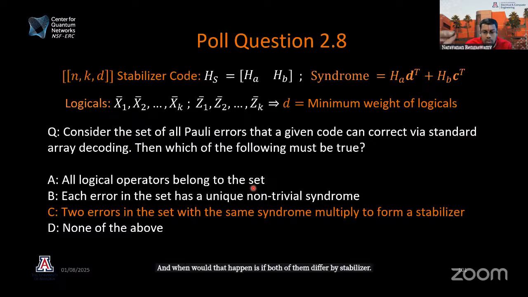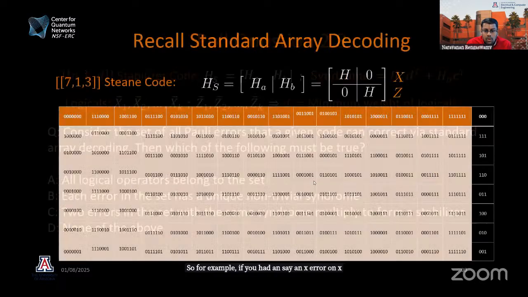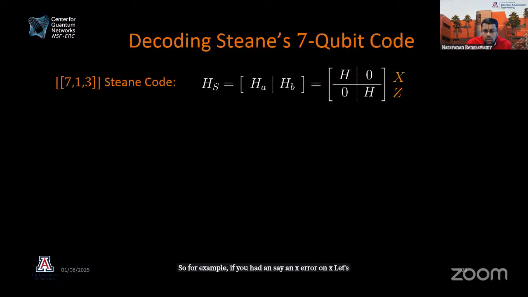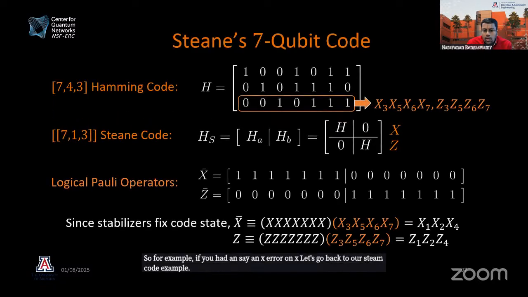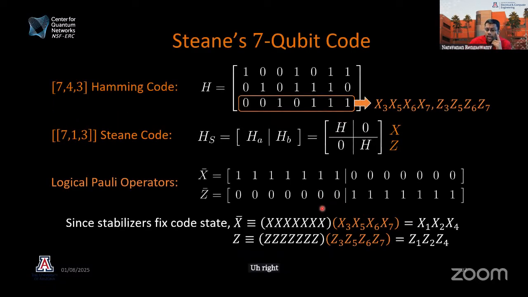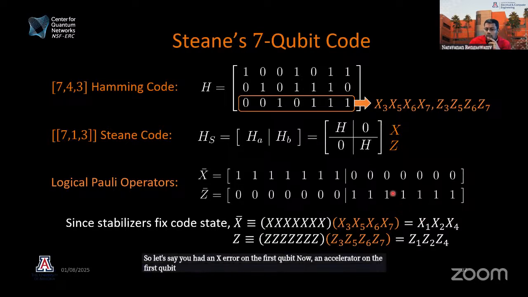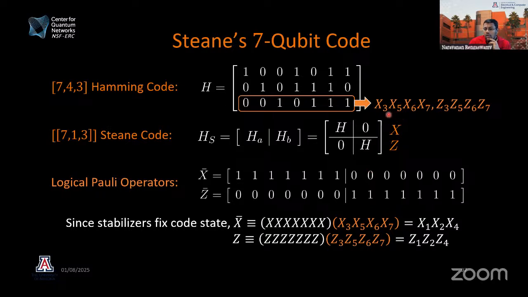So for example, if you had, say, an X error on, let's go back to our Steane code example. Right. So let's say you had an X error on the first qubit. Now an X error on the first qubit is actually equivalent. So let's actually do an X error on the third qubit.